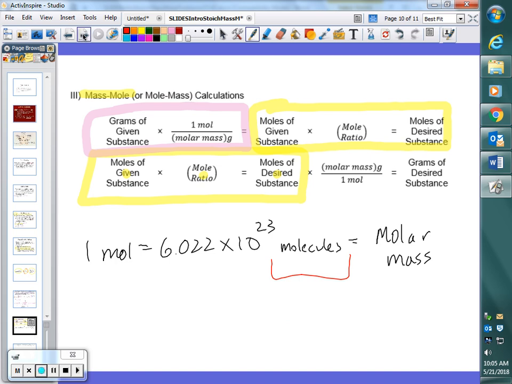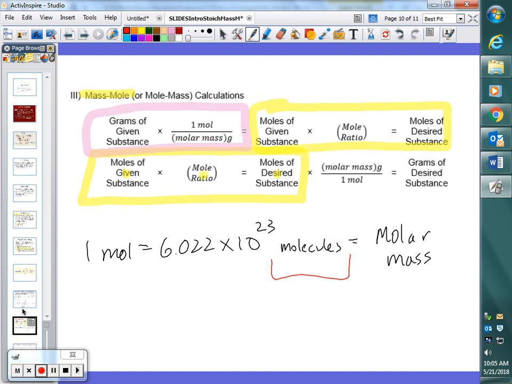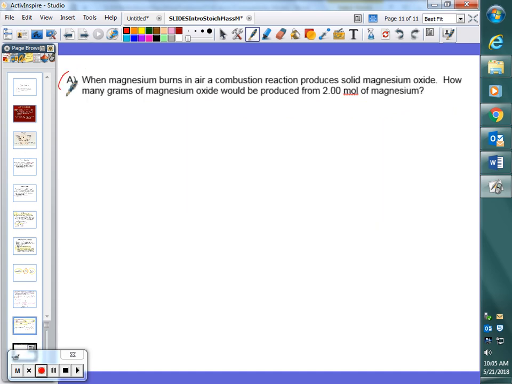So let's get into this here, and let's look at this example underneath Roman numeral number 3. Part A says, when magnesium burns in air, a combustion reaction produces solid magnesium oxide. How many grams of magnesium oxide would be produced from 2 moles of magnesium? So let's go through this in an orderly fashion. First thing, what are we looking for? How many grams of magnesium oxide? Now, that means that we're going to go question mark grams.